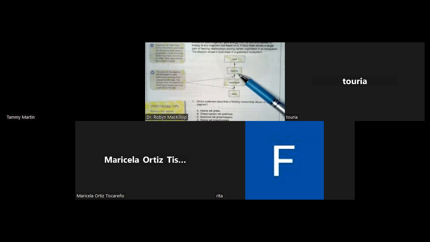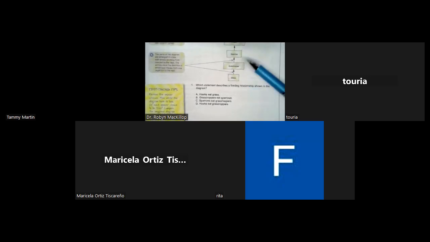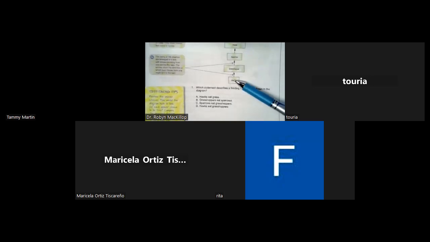This one does not eat hawks, but hawks eat sparrows, but sparrows will eat grasshoppers and grass. All right, so based on the feeding relationship shown in the diagram, hawks, they might eat grass, but they would rather a sparrow. So A is not it. Grasshoppers eat sparrows. That's not true. Yep, sparrows eat grasshoppers.